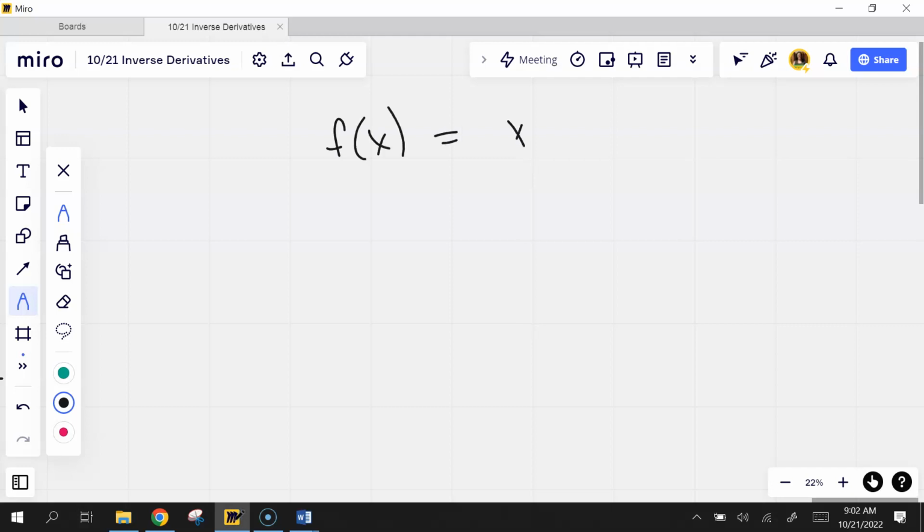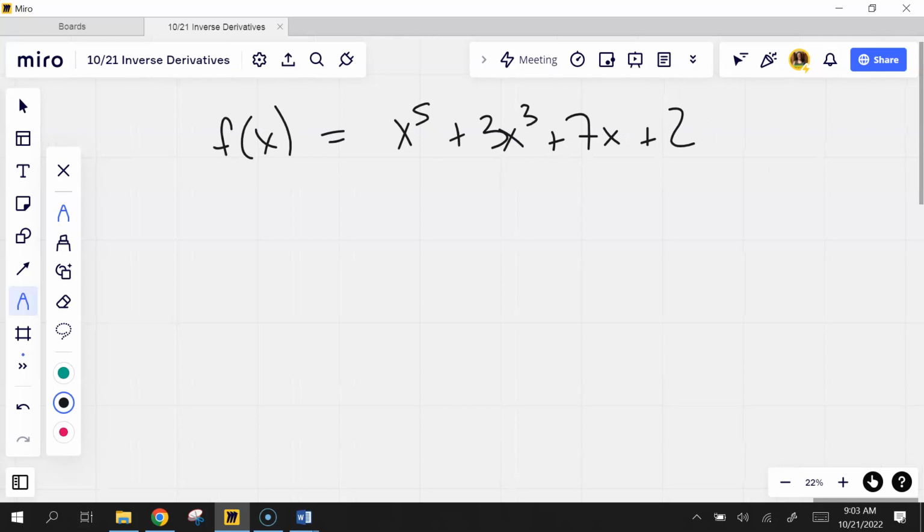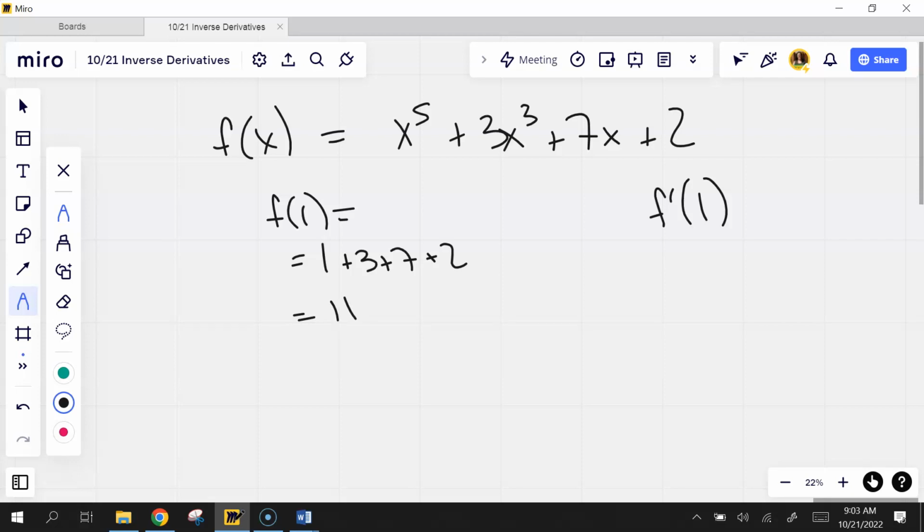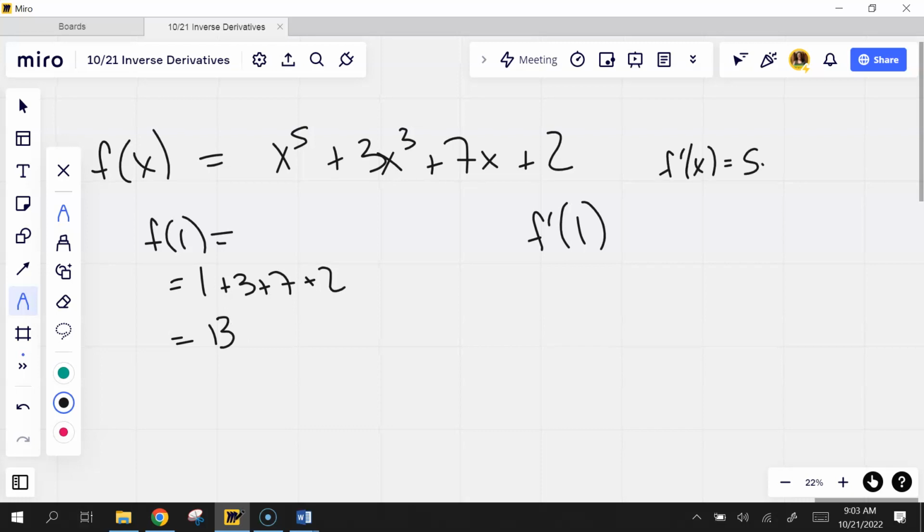Let's say f of x is x to the 5th plus 3x cubed plus 7x plus 2. Do one here that has different values. Let's do at 1. So let's do f of 1 and the derivative at 1. 1 plus 3 plus 7 plus 2, which is, yes, 13. Yes, it's x to the fifth, 3x cubed, 7x. And now the derivative then, 5x to the fourth, 9x squared plus 7. So the derivative at 1 would be 5 plus 9 plus 7, which is 21.